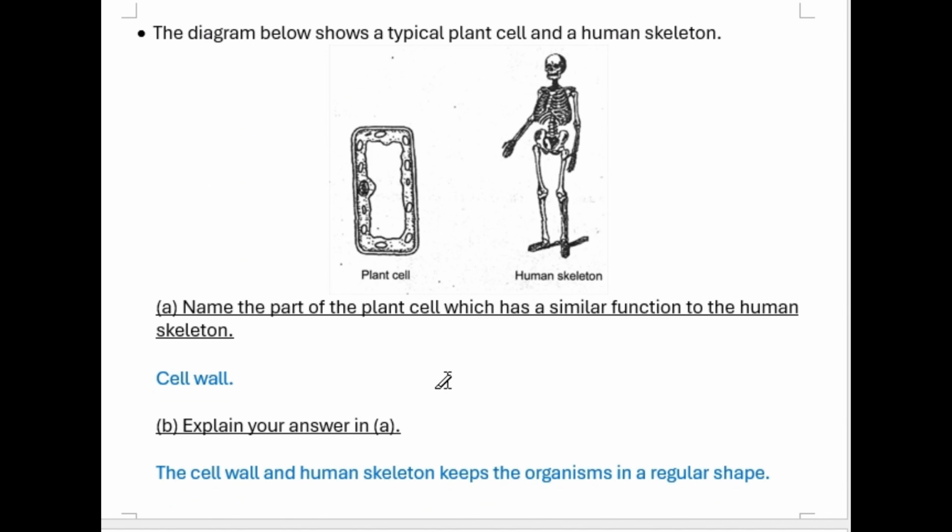The diagram below shows a typical plant cell and a human skeleton. Name the part of the plant cell which has a similar function to the human skeleton. Cell wall. B. Explain your answer in A. The cell wall and human skeleton keep the organisms in a regular shape.